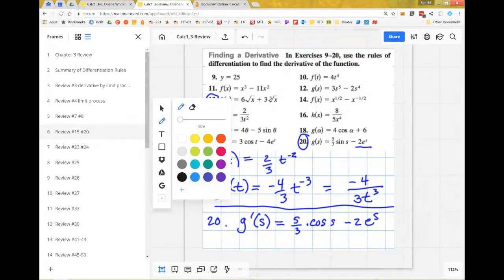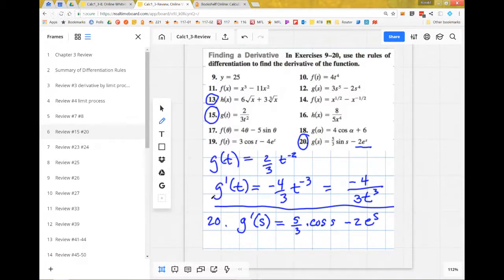There we go. So this is number 15 here. And you can see I rewrote it. Up here it says 2 over 3t squared. Does everybody see that this is the same thing? I got the constant out of there, 2/3, because when you take the derivative of a constant, you kind of bypass it. You don't do anything. You just leave the constant alone. And then 1 over t squared I wrote as t to the -2.